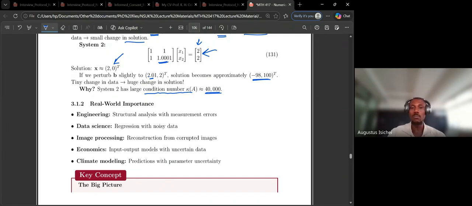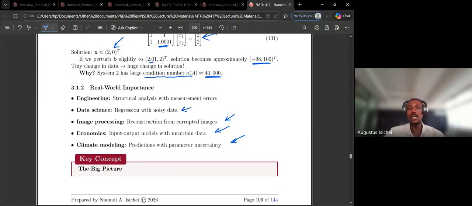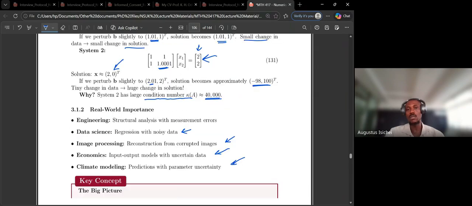So what are some real-world importance of what we just discussed? Number 1, in engineering, it is used in structural analysis with measurement errors. In data science, we use it a lot for regression with noisy data. For image processing, for reconstruction from corrupted images. In economics, it is used in input-output models with uncertain data, and in climate modeling, predicting with parameter uncertainty. So these are some of the real-world applications of what we just said.